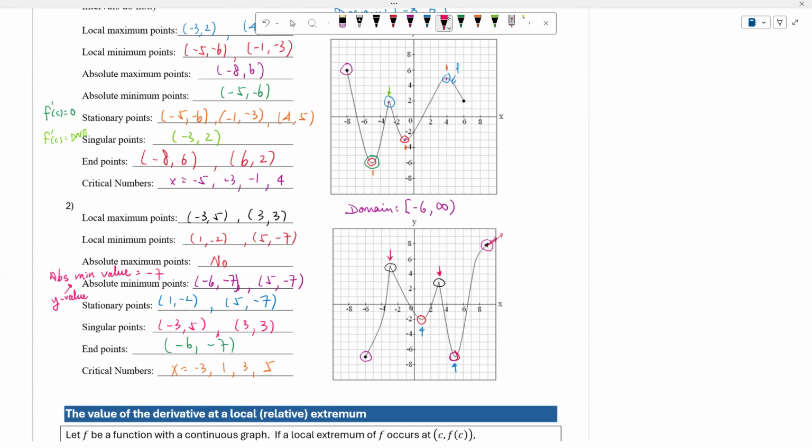Okay, or same thing with the local maximum values, right? So again, in this case, my local maximum values, I actually have two. It is 5 and 3 then.